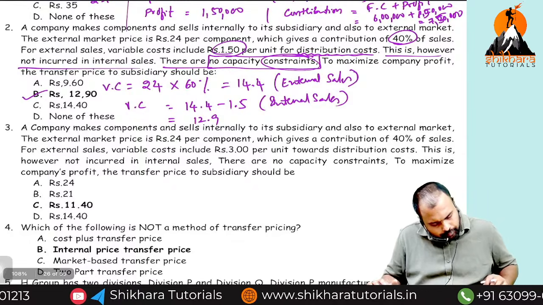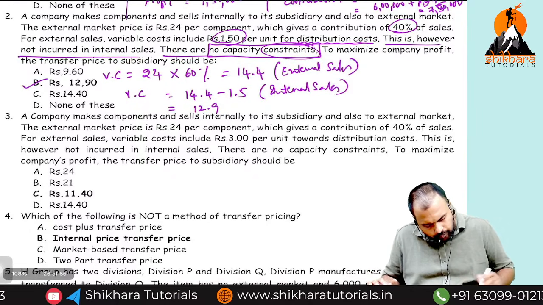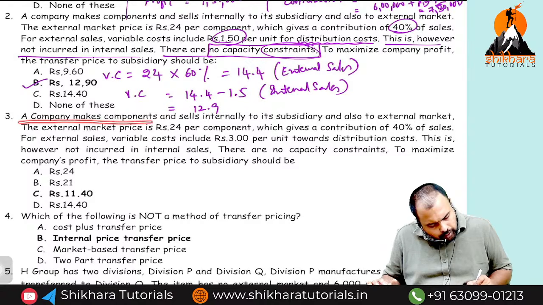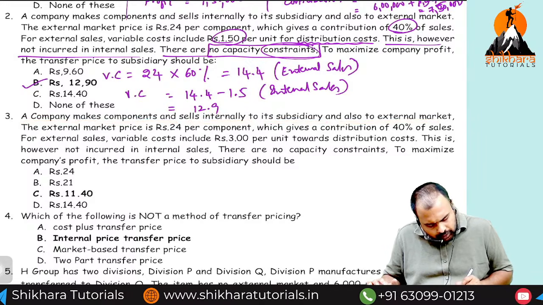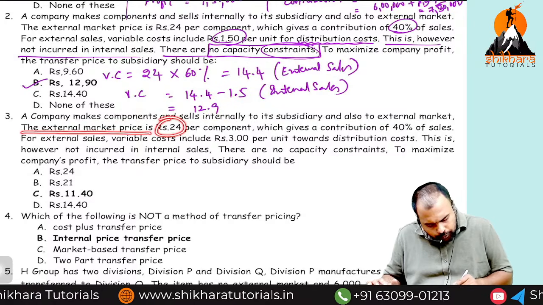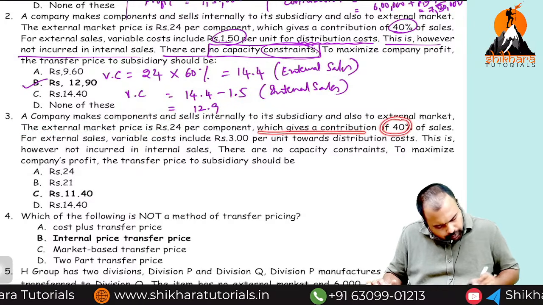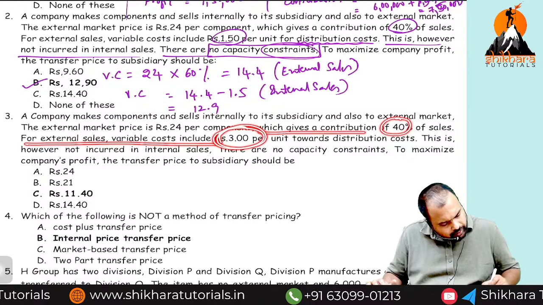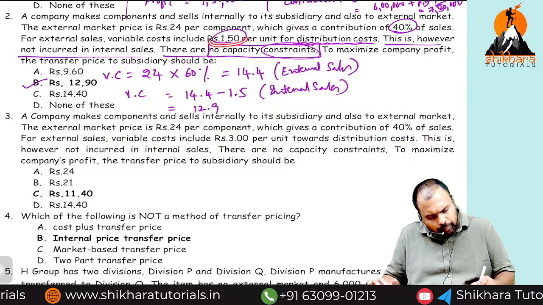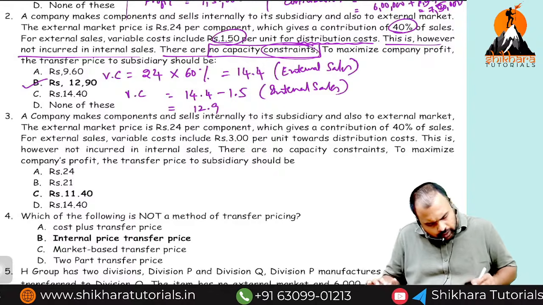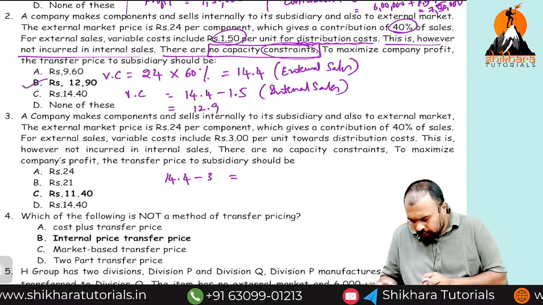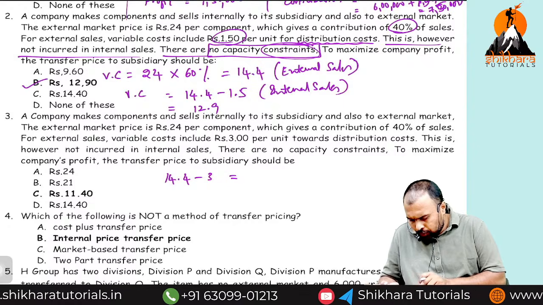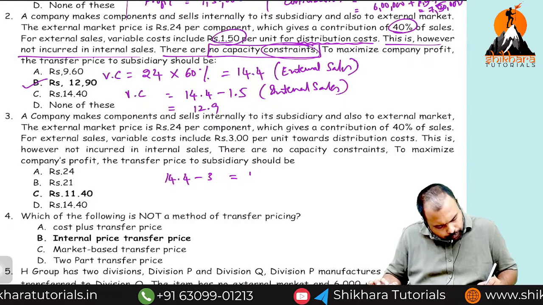Next, a company makes components and sells internally to its subsidiary and also to the external market. The external market price is 24, which gives the contribution of 40, external sales 3 per unit towards distribution. Same question, sir, but in place of 1.5 we are getting 3. So our answer has to be 14.4 minus 3, which is 11.4.